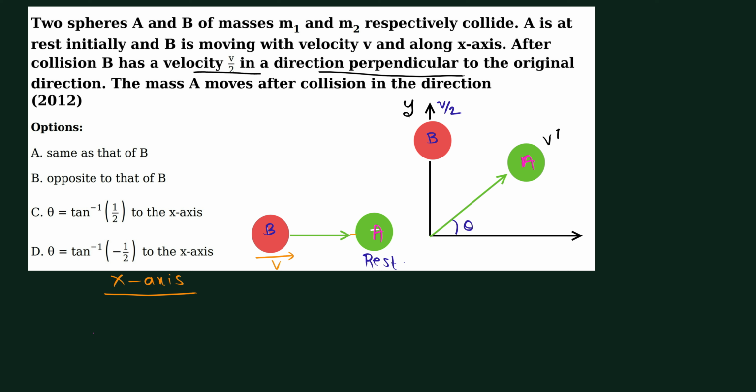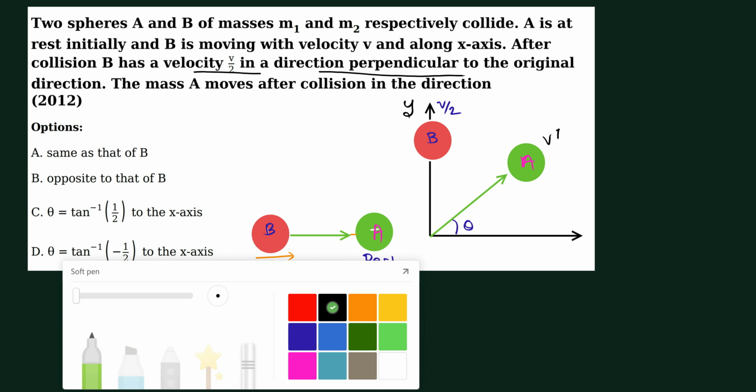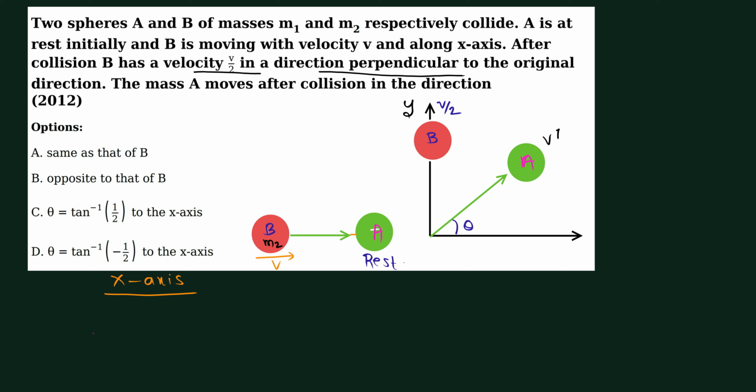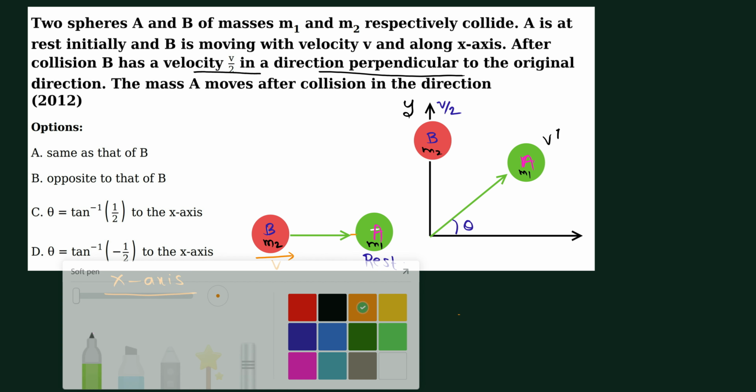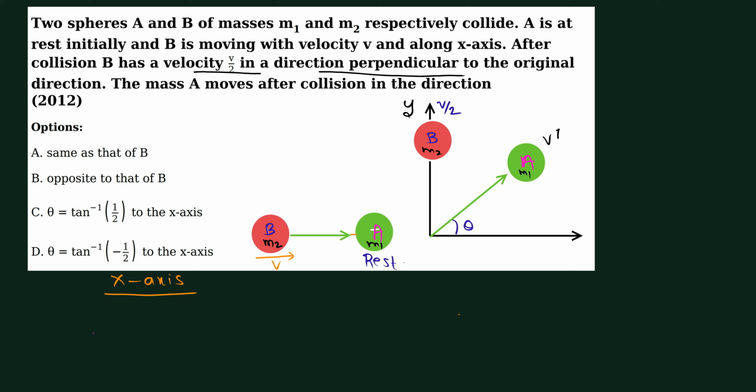What is the velocity of ball B? Yes, that is m2. What is the velocity given here? So this is m2. Ball B has the mass m2. Ball A has the mass m1. Now you tell here, along the x-axis, momentum for ball B is m2 into v. Ball A is at rest. For rest, there is no momentum. Momentum of ball A is zero, at rest before collision.